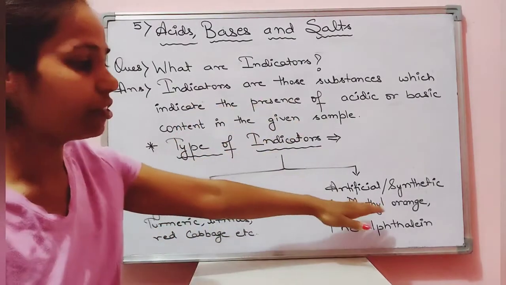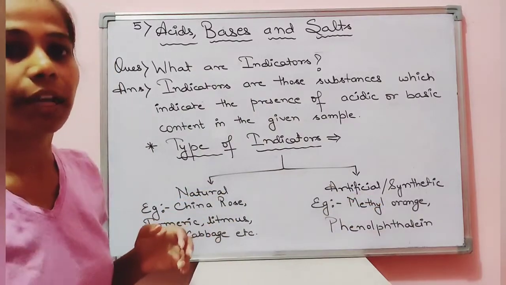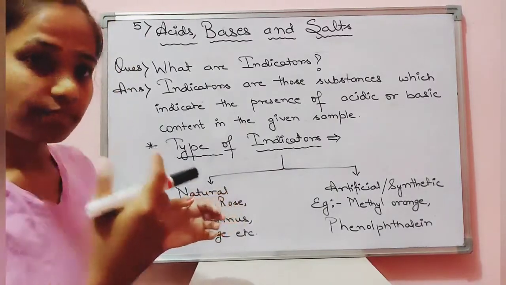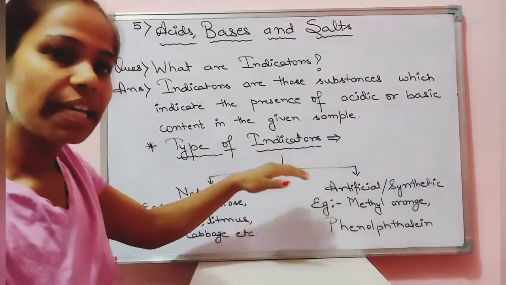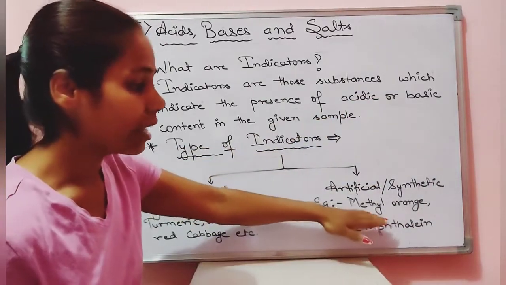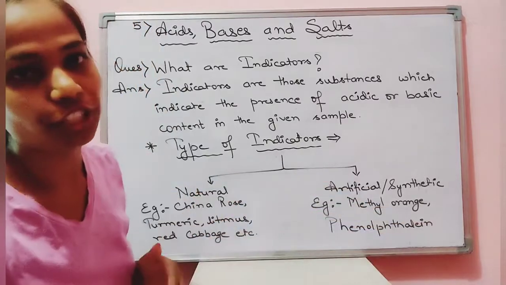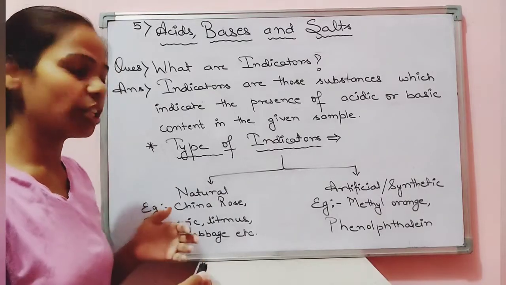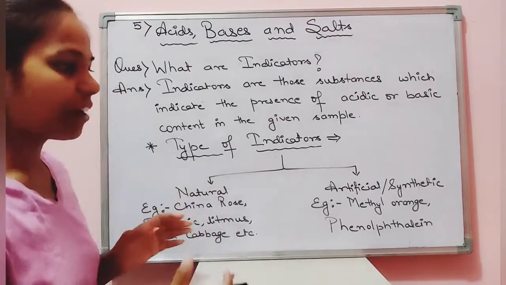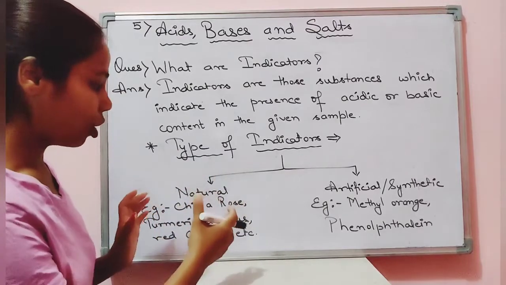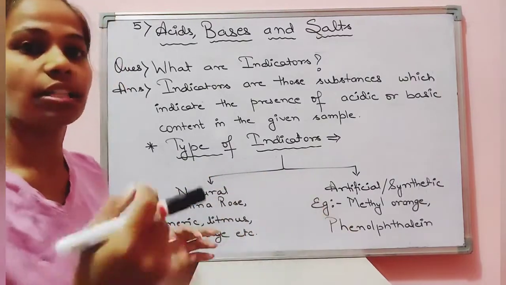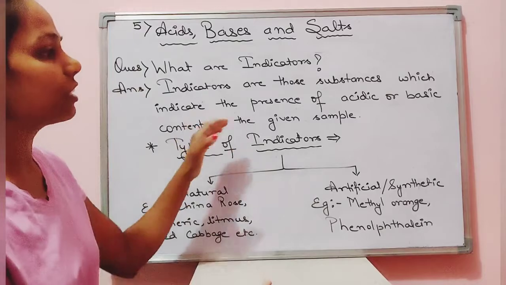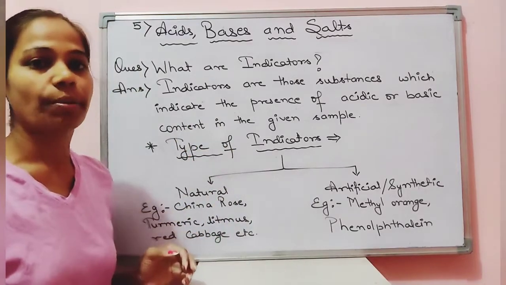But there are some artificial indicators also which can be prepared in the laboratories and which help us in the science labs for the identification of acidic and basic contents. Examples are methyl orange and phenolphthalein. These are the two well-known indicators which are used in the laboratories, children. Now, let's have a look in brief at how these indicators actually work. What kind of color change, what kind of observations they give for the given samples. Let's move on to the next topic.